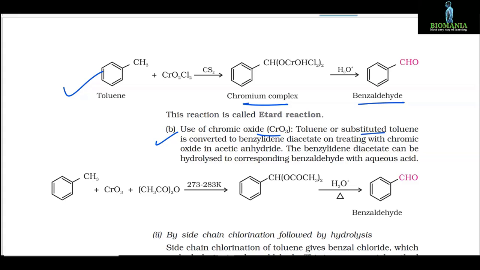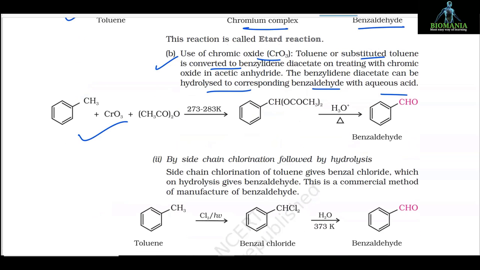Toluene is converted to benzylidene diacetate on treating with chromium oxide in acetic anhydride. The benzylidene diacetate can be hydrolyzed to the corresponding benzaldehyde with aqueous acid. Here you can see the reaction and finally the formation of benzaldehyde.